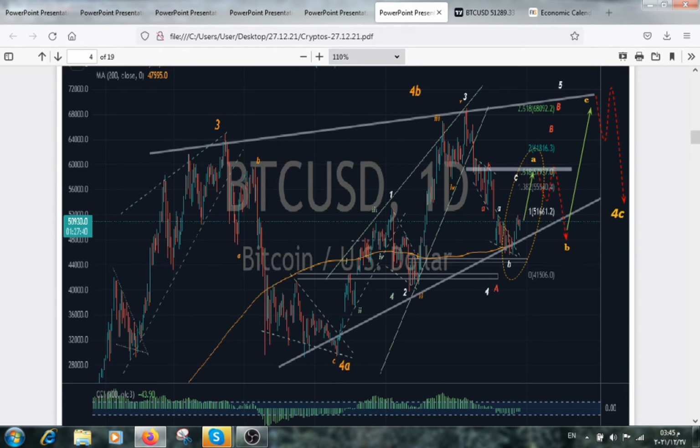We're now inside of this yellow ellipse. If you are ultimately going to be doing a wave B in red showing here, it is going to be an A, B, and C in red. We're inside of this yellow ellipse. We're just doing an A, B, and a C all the way to that neckline. The market has already done an A and a B, and is breaking out currently into a C.